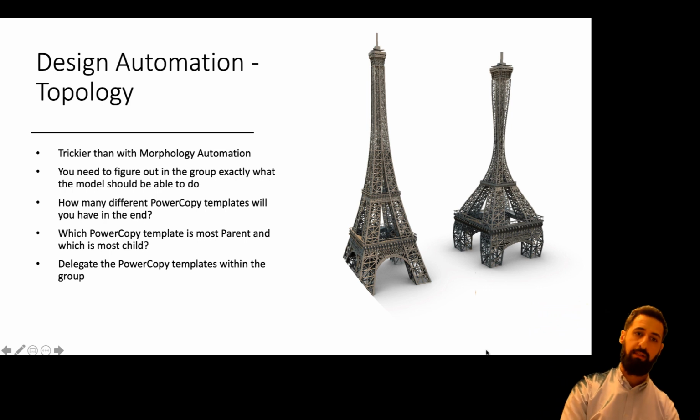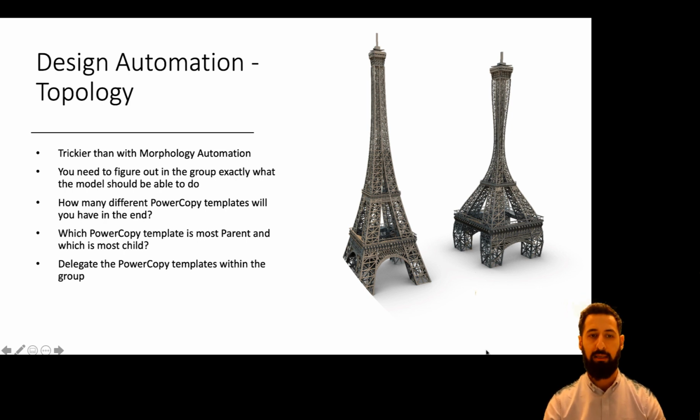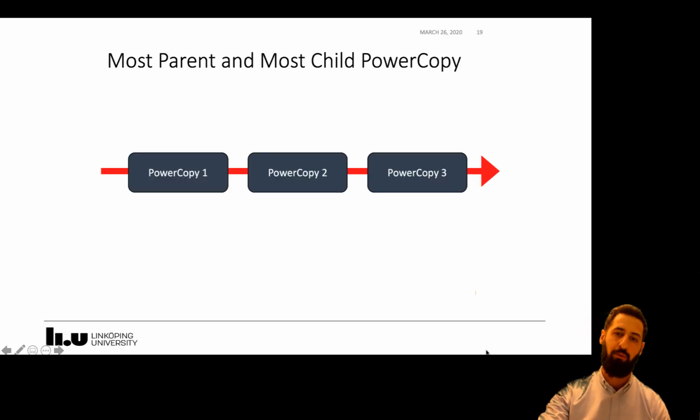Topological transformation is a little bit more tricky than morphological transformation. You need to figure out in your group project exactly what the model should be able to do, how many different power copy templates you will have in the end, which power copy template is most parent and which is most child. Delegate the power copy templates within the group. Okay, so here you're wondering, what is he talking about, most parent and most child? What is that all about?